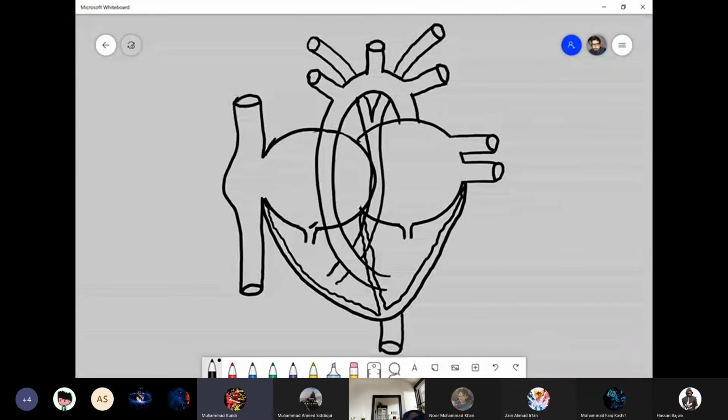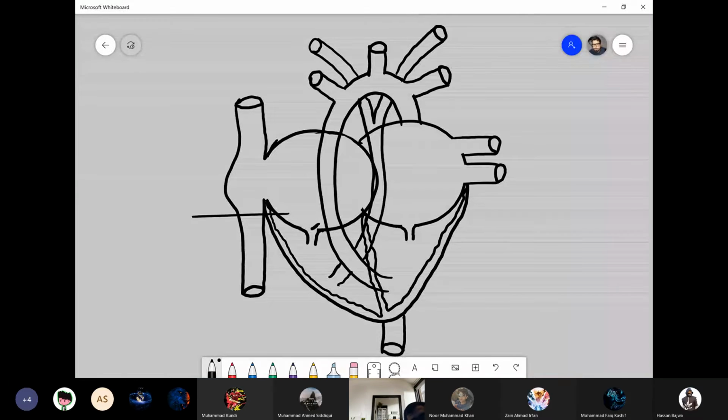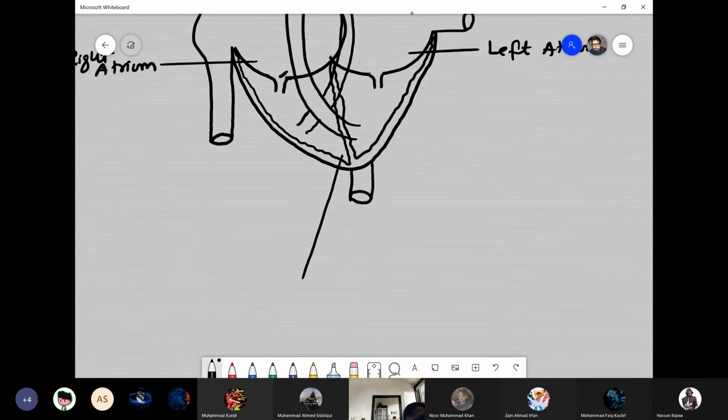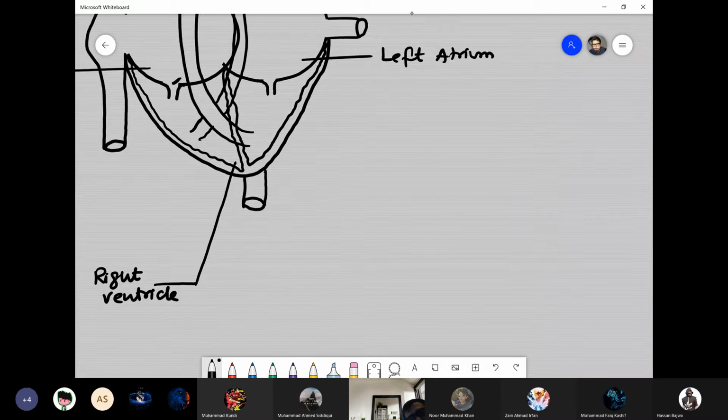I know we did. Okay, boys, we learned last time that this is the right atrium. This over here is the left atrium. We also learned that this over here is the right ventricle. And this over here is the left ventricle.